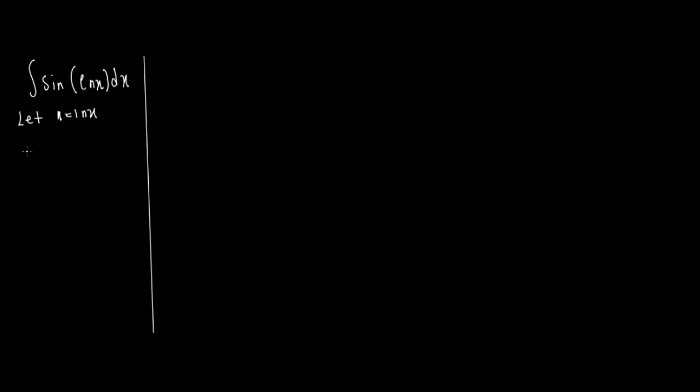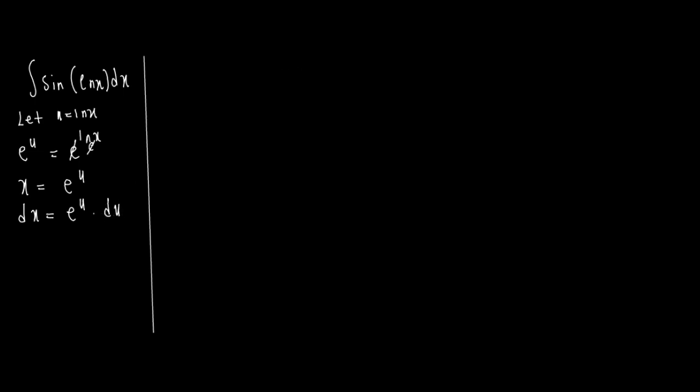So what I can do is to say e to the u is equal to e to the power ln x. And remember, the base for e is e, and for ln is e. So they will cancel each other. So I have that x is equal to e to the u. So let's take the derivative. dx will be equal to e to the u times du.